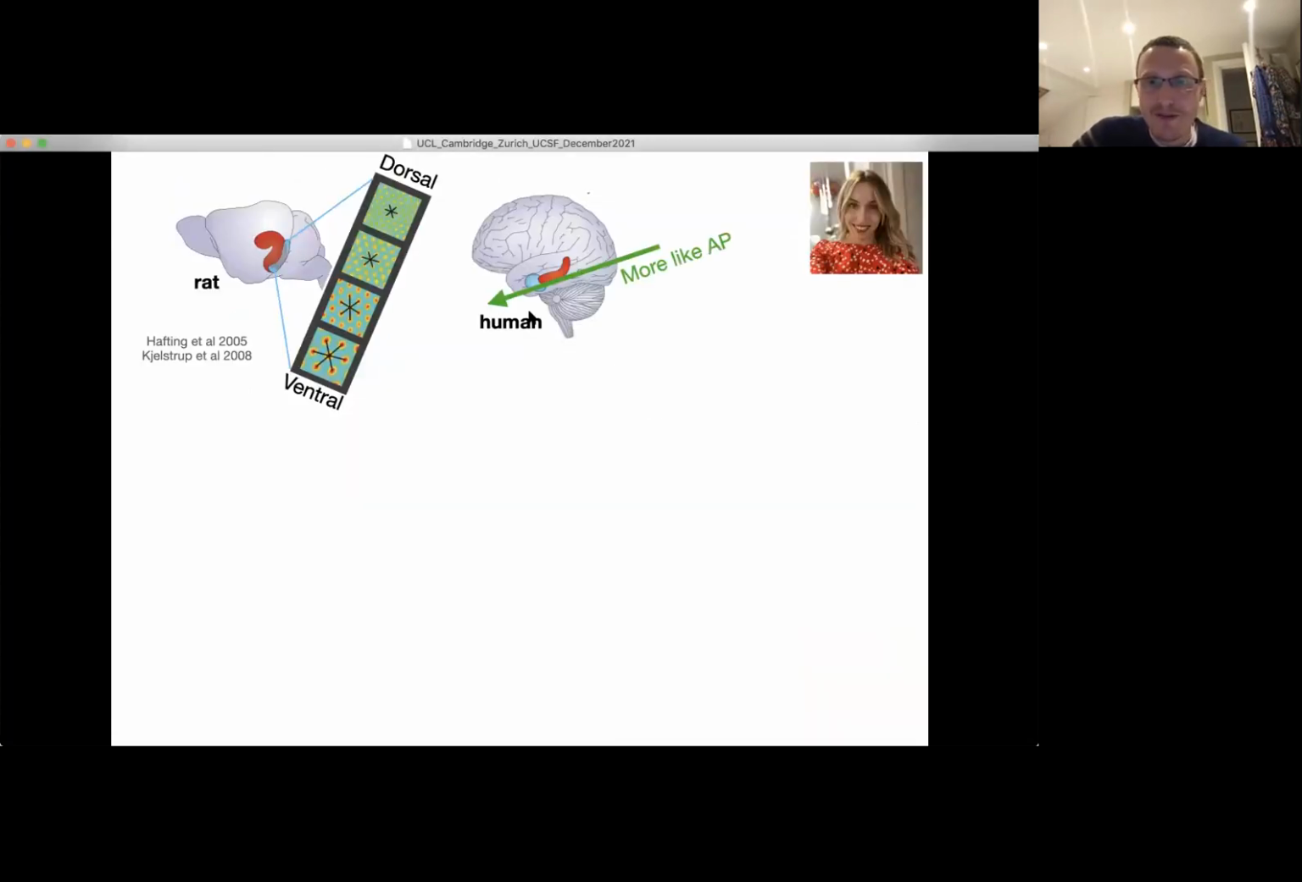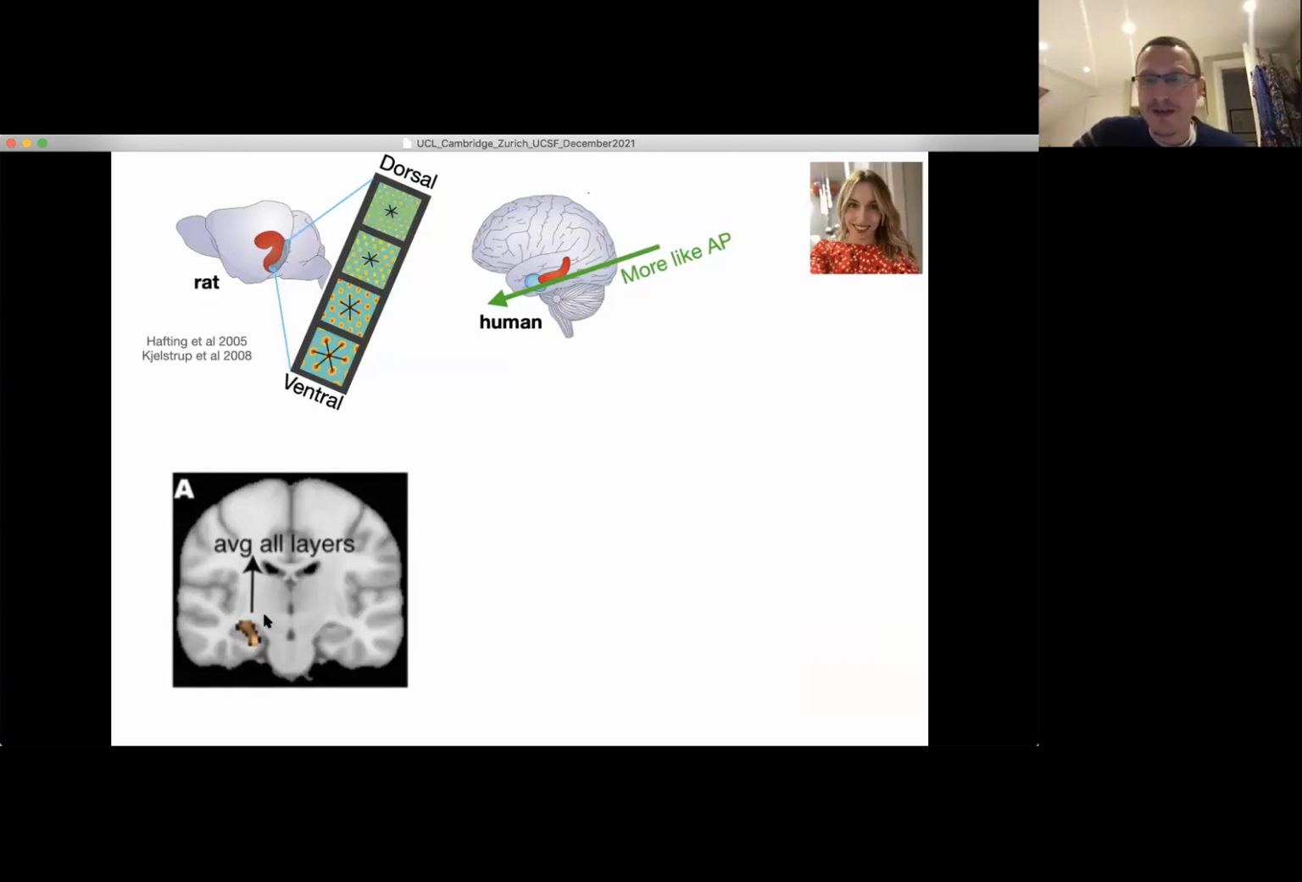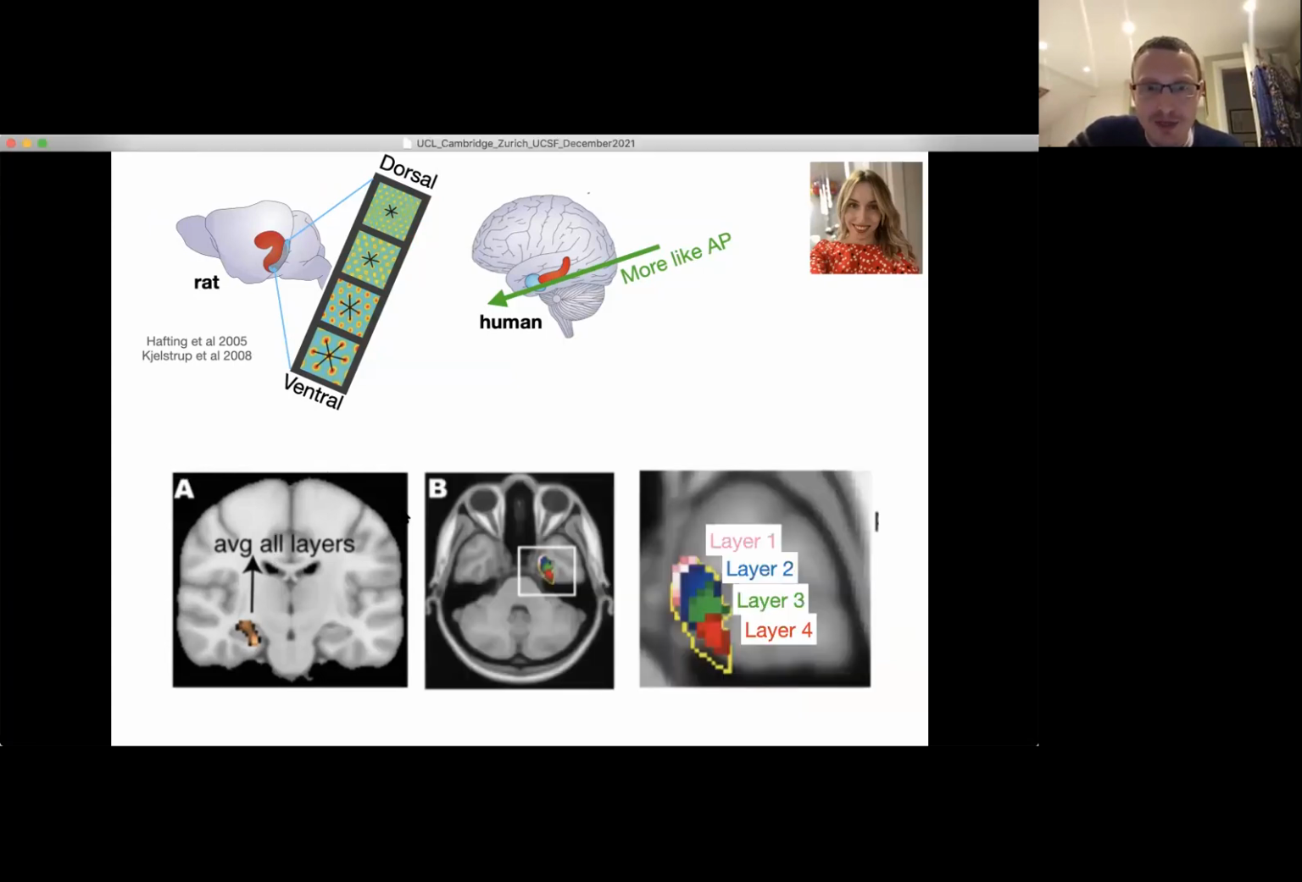So remember, you're looking for this AP gradient. Firstly, I'll show you all layers averaged together. If you do that, you find the hippocampal signal, but that's not what we're really interested in here. This is the money shot: if you look at each of the layers separately, you find in the entorhinal cortex that the fastest layer, the meals in that hierarchy, has a representation in the back of the entorhinal cortex, and the months have a representation at the front of the entorhinal cortex.